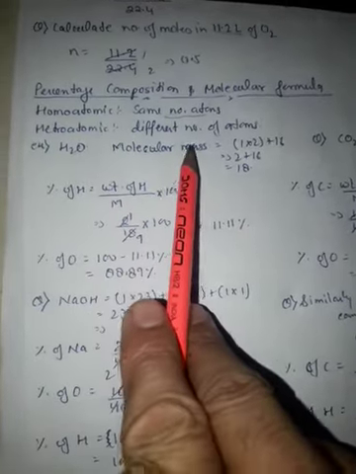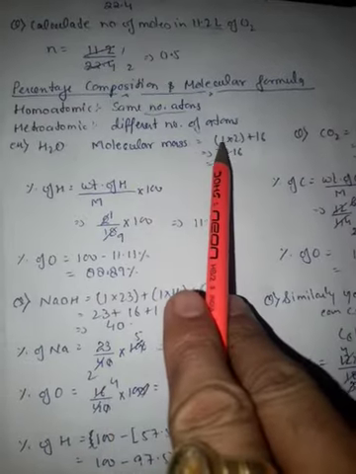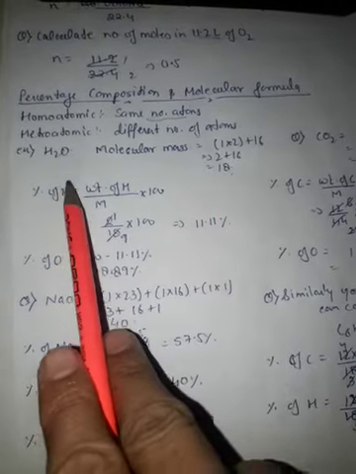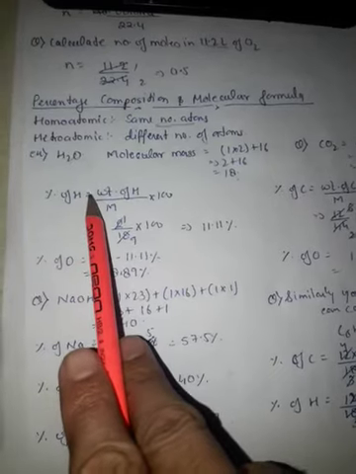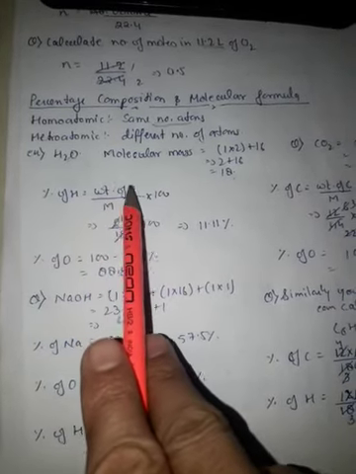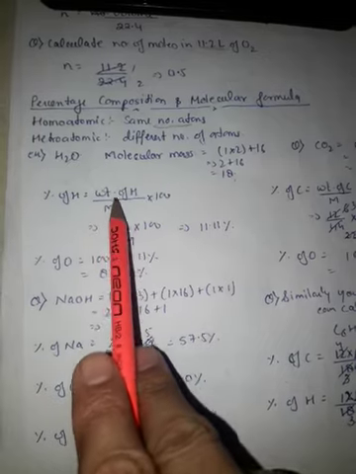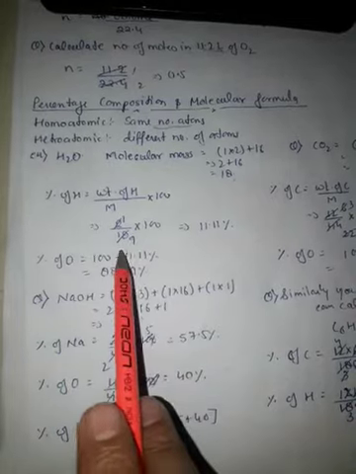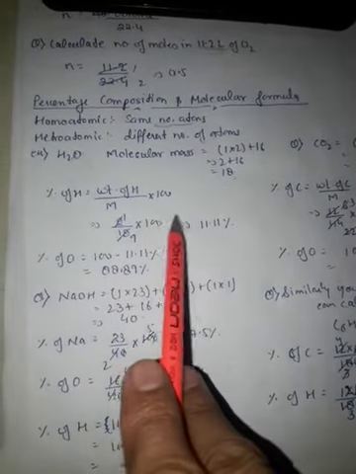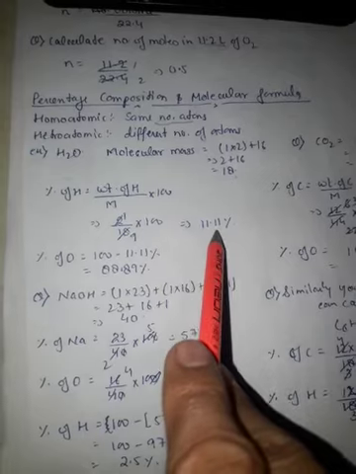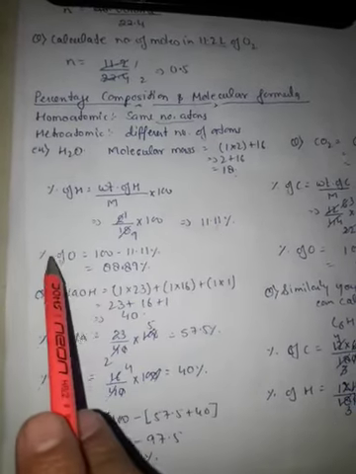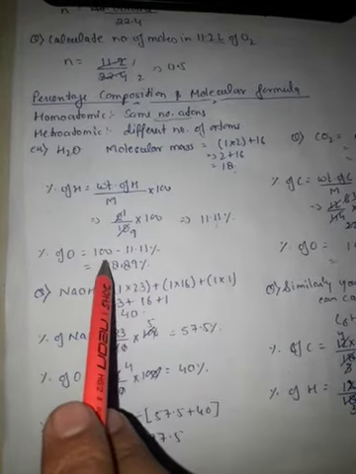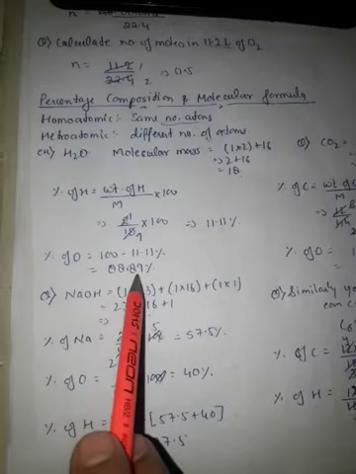The molecular mass of water is 1 into 2 plus 16, so we get 18 grams. To calculate the percentage composition of hydrogen, we use the formula: weight of hydrogen upon molar mass. Weight of hydrogen is 2 because 2 atoms of hydrogen combine. 2 upon 18, molar mass is 18, into 100. So we get 11.11%. And to calculate the percentage of oxygen, we subtract from the total, 100 minus 11.11, so we get 88.89%.